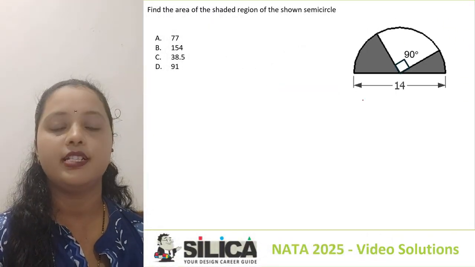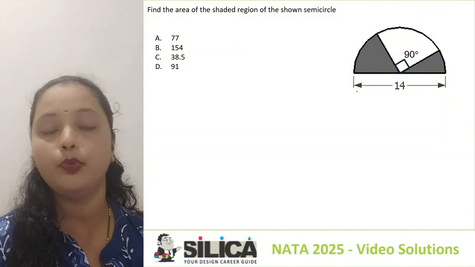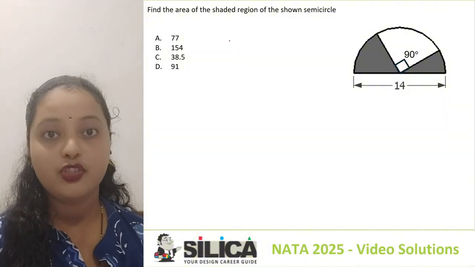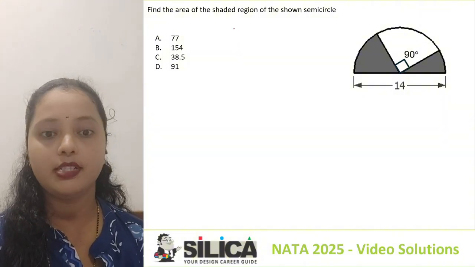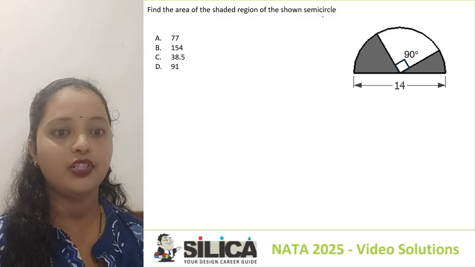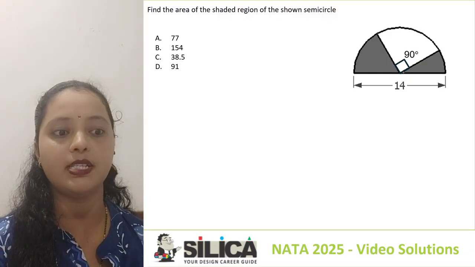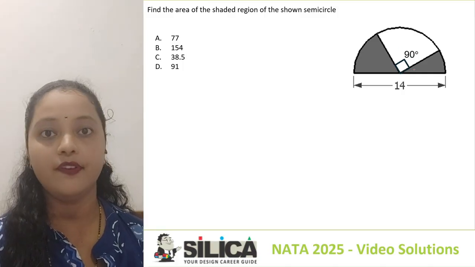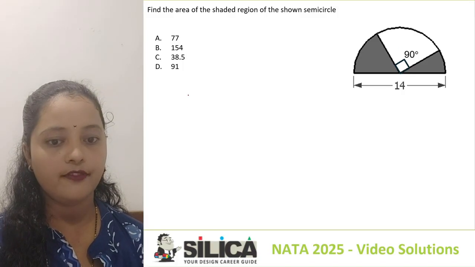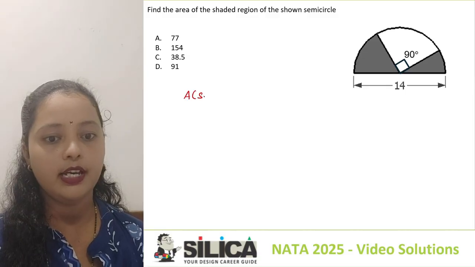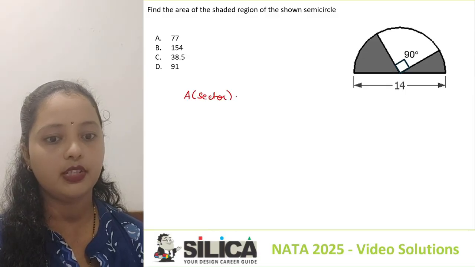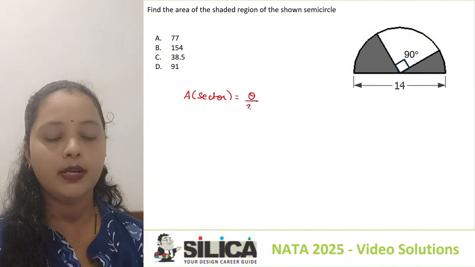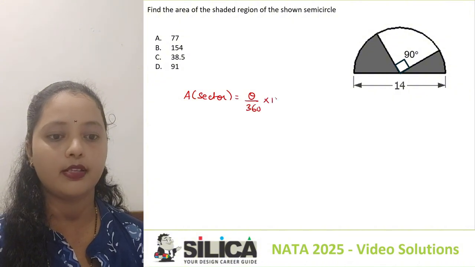Hello students, we are discussing solutions to Nata 2025 paper. Let's check what the question says. Find the area of the shaded region of the shown semicircle. So if you see the unshaded region, they have given you the angle, right? So we have the area of sector formula. What is that? Area of sector is equal to theta by 360 into pi r square.